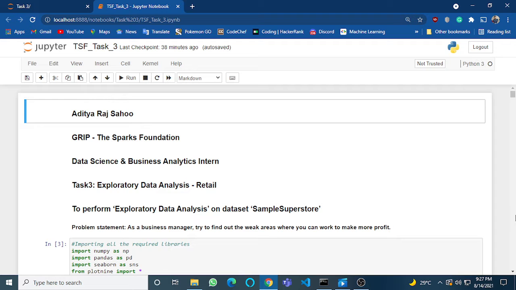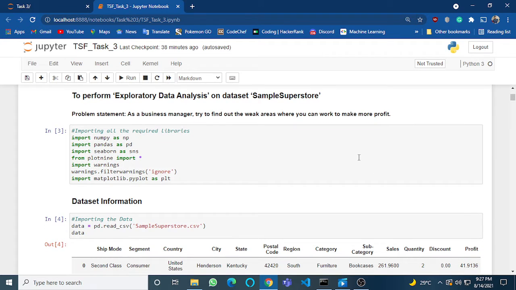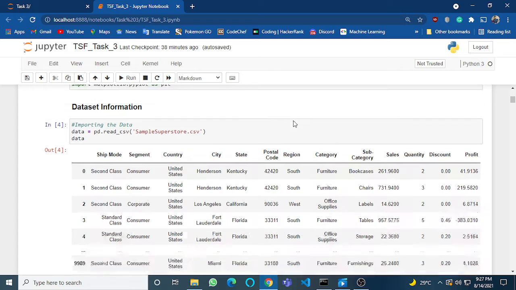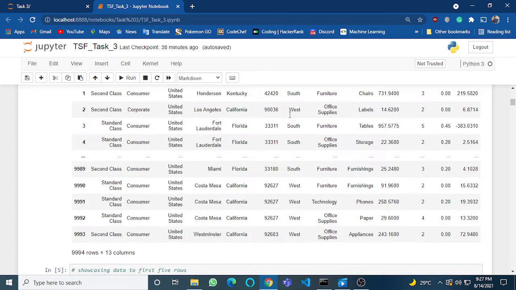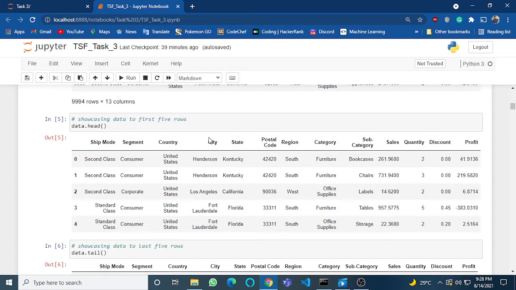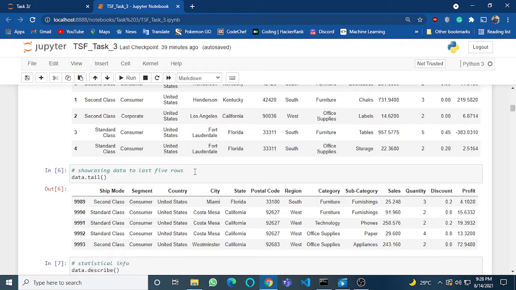So I have imported the basic libraries like NumPy, Pandas, Seaborn and Matplotlib. Next, I have done some basic analysis of the dataset. I have imported the data and found out that the shape of the dataset is 9994 rows and 13 columns. I have shown the first 5 rows and the last 5 rows of this dataset.